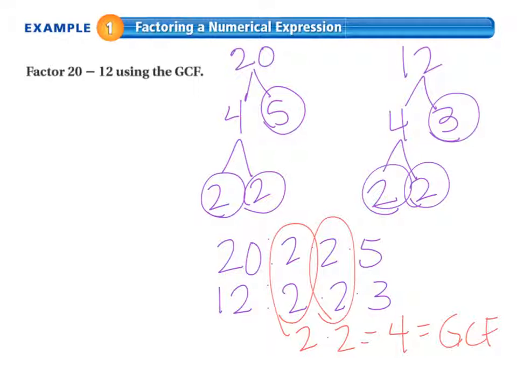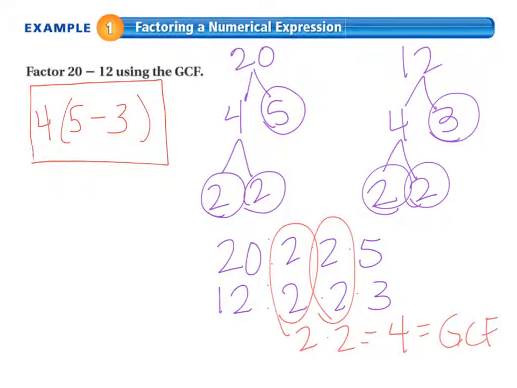Now what I do is I take that GCF and I put it outside a pair of parentheses. I bring down the operation that's already being used, which is the minus, and then I'm going to divide each of those terms by the 4. 20 divided by 4 is 5. 12 divided by 4 is 3. This is my answer. This is the factorization using GCF.